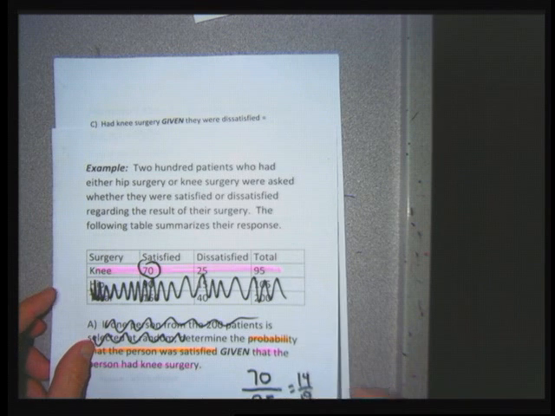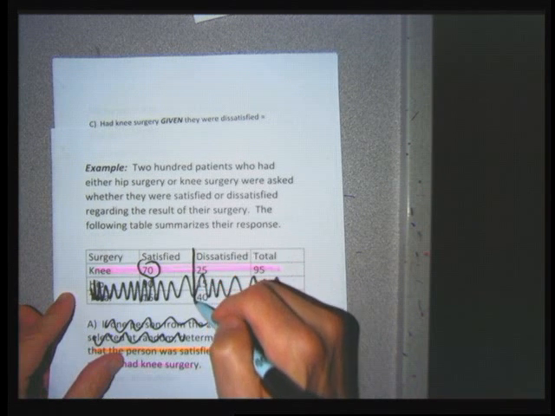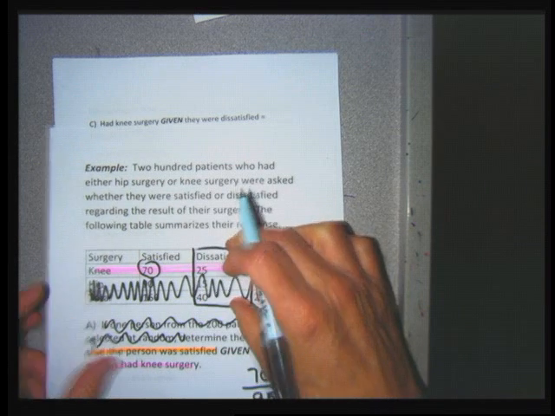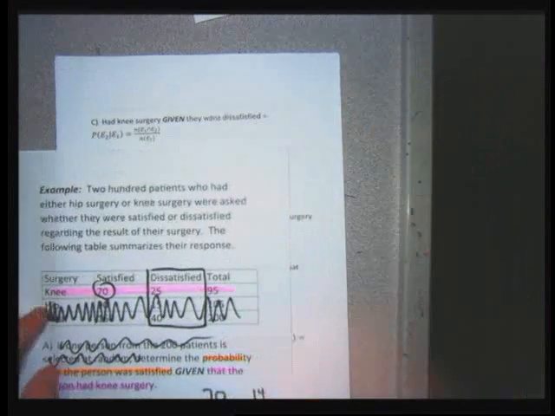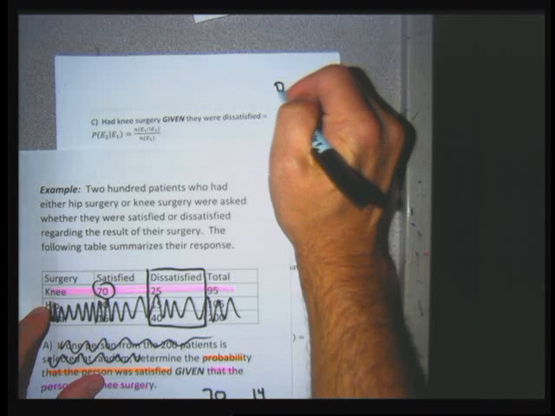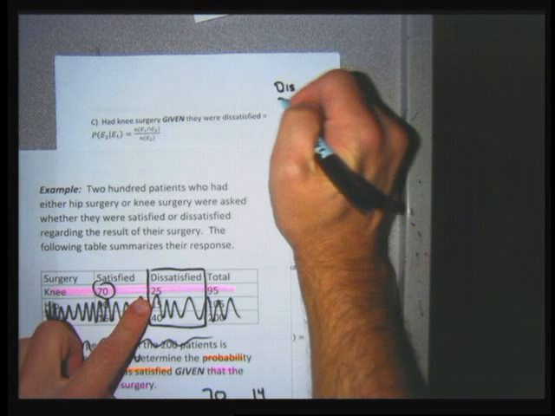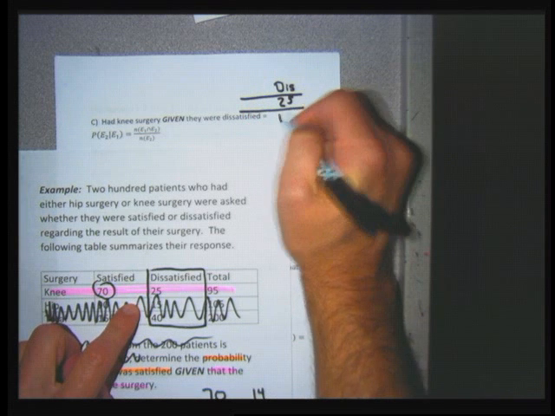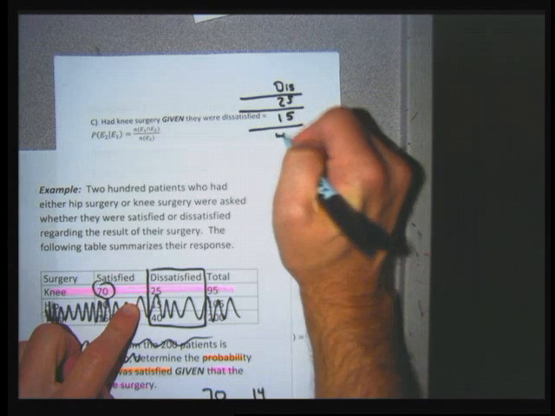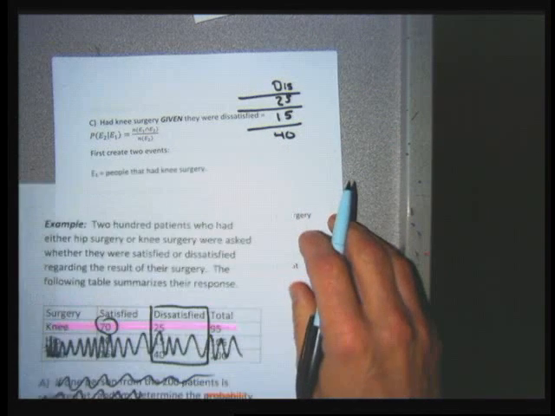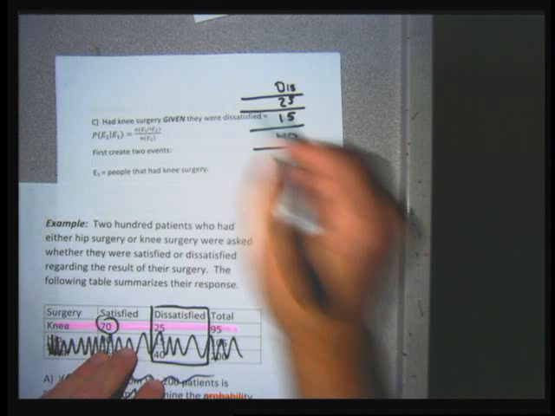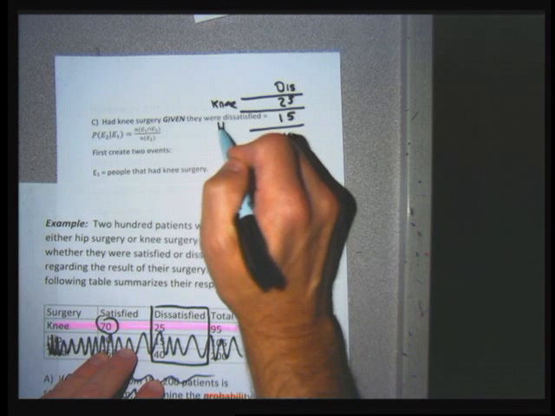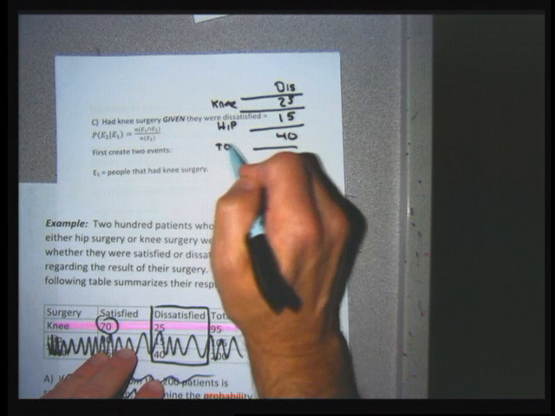So what I need to look at now is the portion of the table that fits the given. And the portion of the table that fits the given was this dissatisfied column. So I'm going to bring this dissatisfied column and make it live here. The dissatisfied column has the numbers 25, 15, and 40. And to the left of the 25, it was for the knee surgery. To the left of the 15, it's hip surgery, and then it's a total.